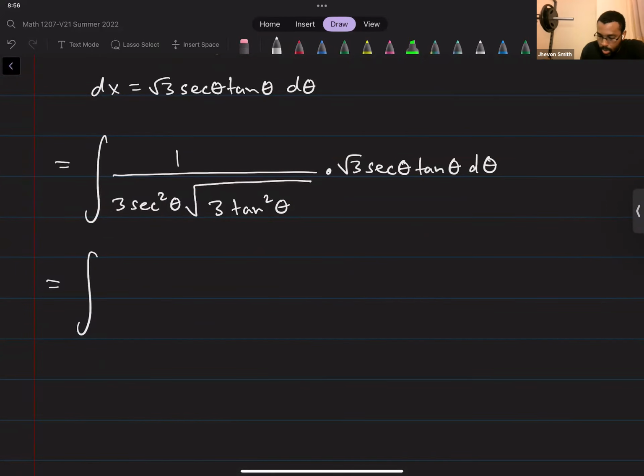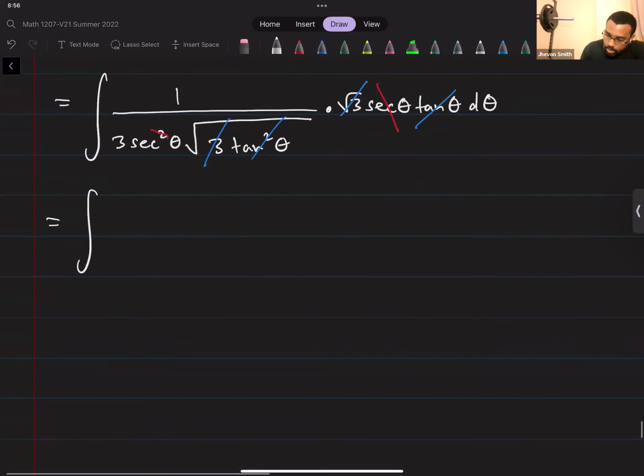Of course, the radical 3 tan is going to cancel this, and the secant is going to cancel one of these. So I just end up with 1/3 times 1 over secant theta.